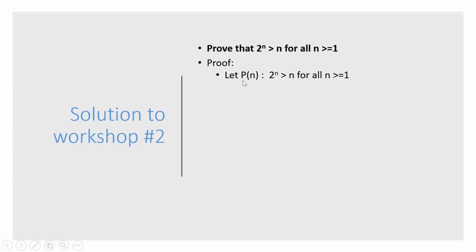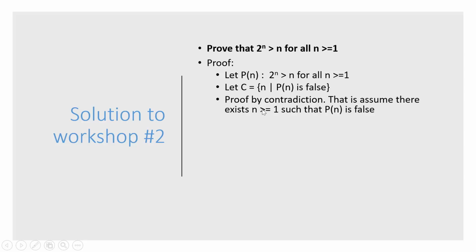Let P(n) be the proposition that 2^n is greater than n for all n greater than or equal to 1. Let's construct a set C, the set of all n where P(n) is false. If we can find a counterexample, that means this is not true for all n, so we couldn't prove it. We want to show that C is in fact empty, but to show that we assume C is not empty. So, proof by contradiction. Suppose there is some n such that P(n) is false, therefore C is not empty.